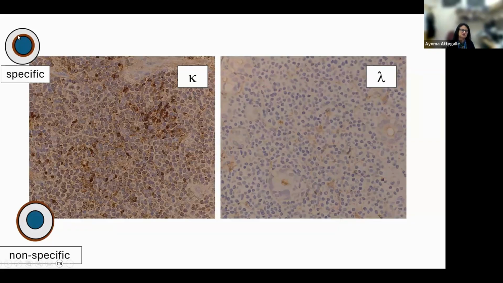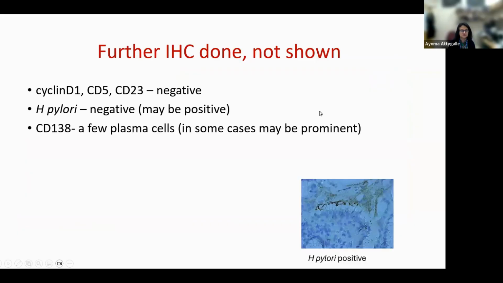And this is how it should look. If you look at these, I don't know how well you can see it, but this is almost outlining the nucleus, and that is essentially how you should see it. So it's positive for kappa and negative for lambda, so it's kappa light chain restricted.